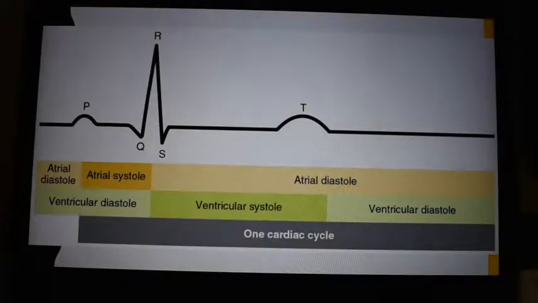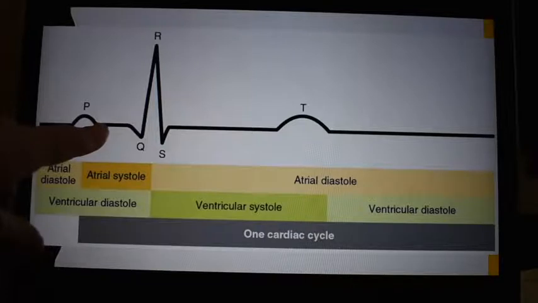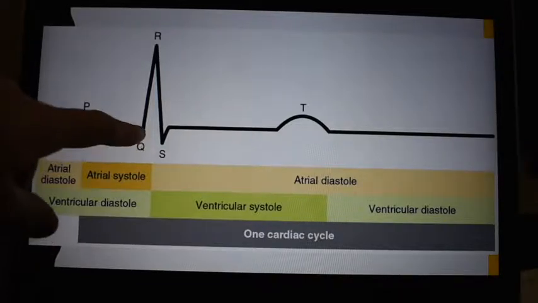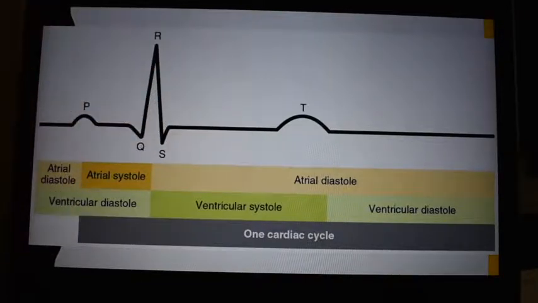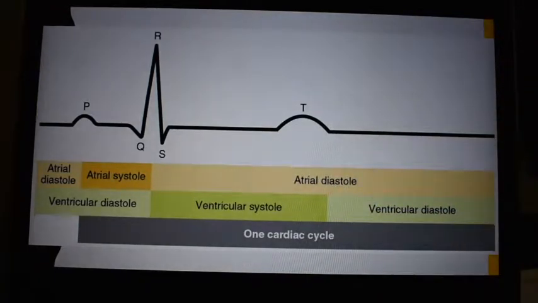And then this is another visual which I thought was very helpful. This is an example of an EKG, and it tells you from the different waves that we have what happens when. So the atrial systole is right over here, when it starts to squeeze. That's the end of the P wave and the beginning of the QRS. And then atrial diastole is when it is filling up again.